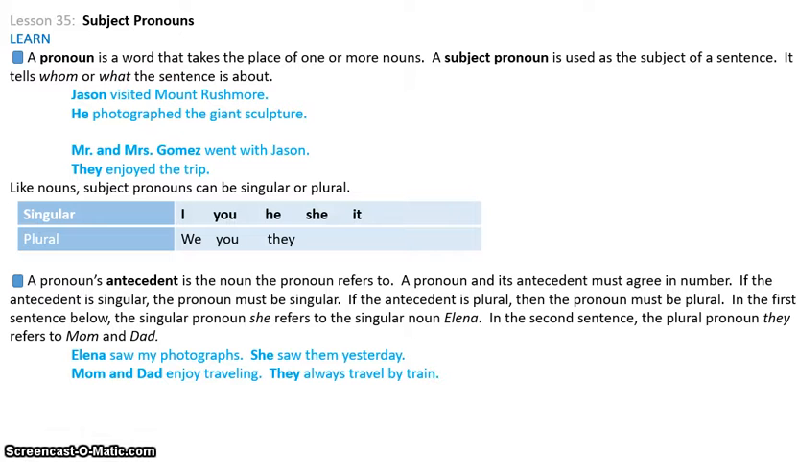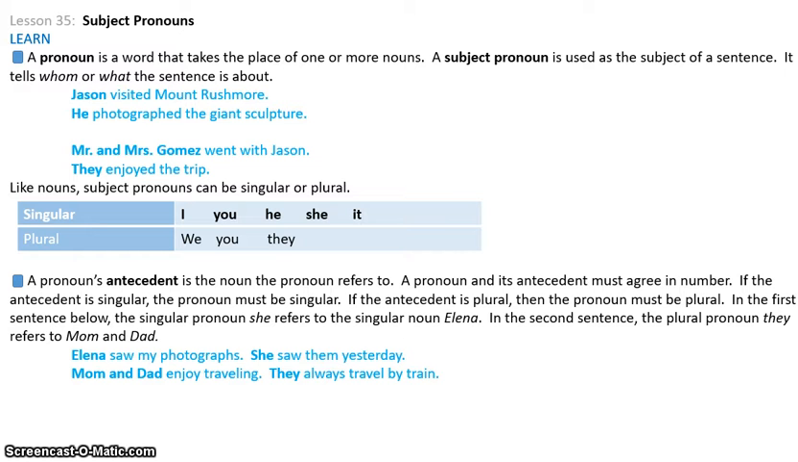It says a subject pronoun is used as the subject of a sentence. It tells whom or what the sentence is about. So look at that very first sentence. It says Jason visited Mount Rushmore. Jason is the subject of that sentence. Now, if I wanted to replace the word Jason, the subject of the sentence, with a subject pronoun, I would say he. He photographed the giant sculpture.